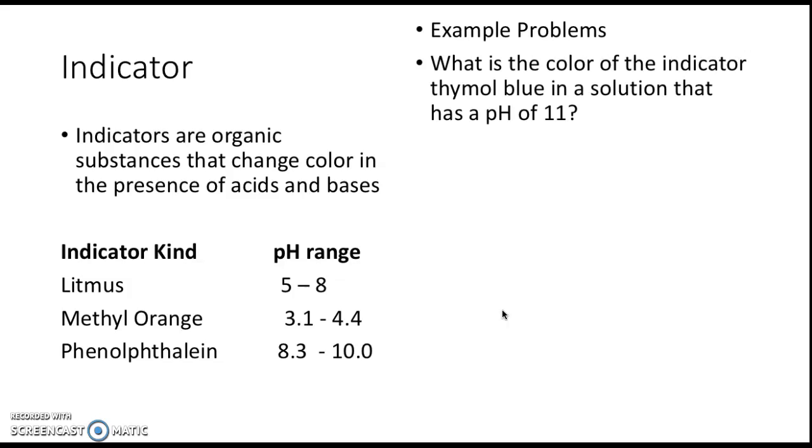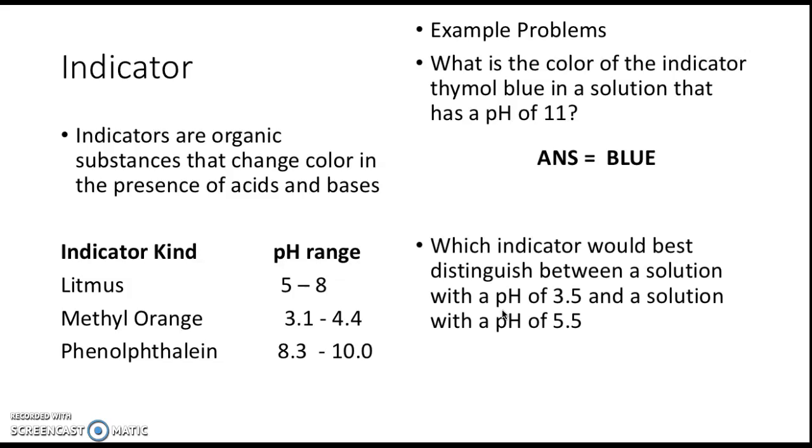So I want to find a pH indicator that's going to give me an exact color, not a mismatch of colors. So over here, what is the color of the indicator thymol blue in a solution that has a pH of 11? Thymol blue is yellow to blue, and the pH range for that, let me just get that up real quickly for you. Thymol blue is yellow to blue, and at 8.0 we are yellow, and at 9.6 we are blue. Because 11 is higher than 9.6, it would be a blue color. I'm going to leave that there and give you the answer right here.